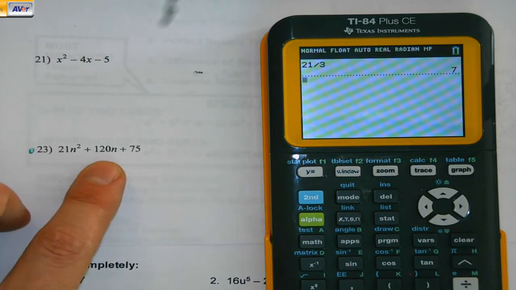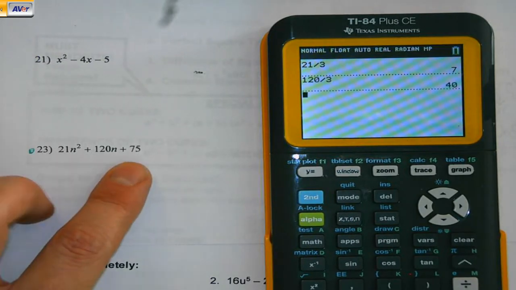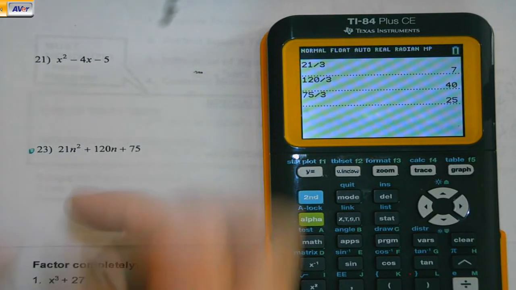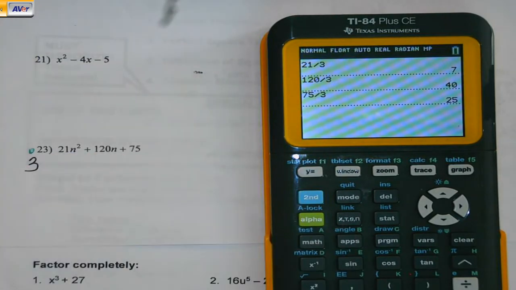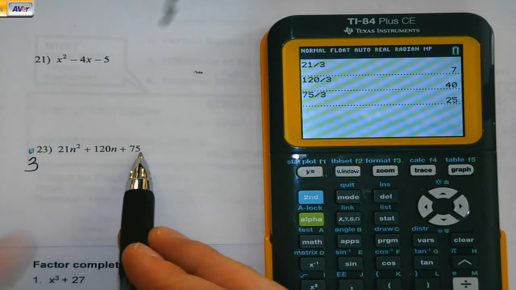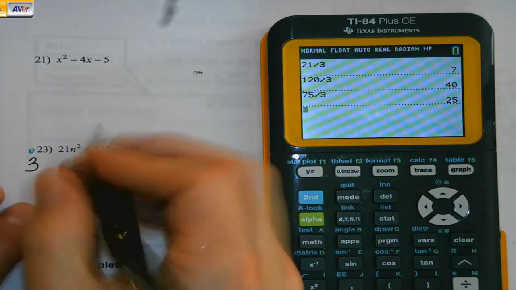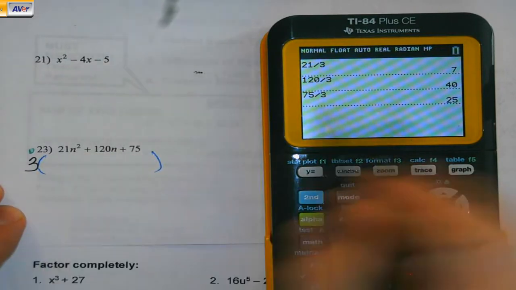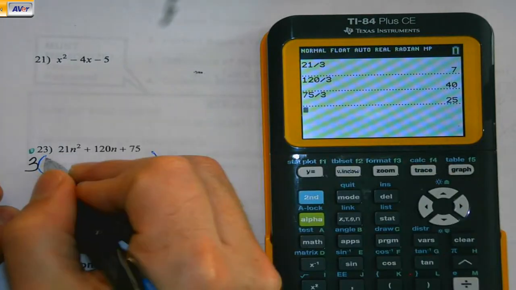Okay, 3, does 3 work on all of these? Yes, okay. So I can pull out a 3. Can I pull out an n? No, my last term doesn't have one. So if I divide all of these by 3, and I just did that here.